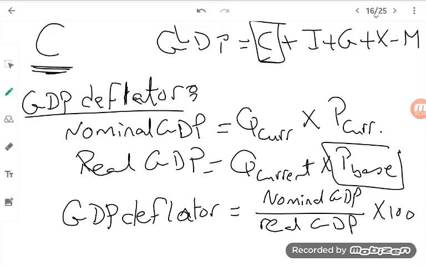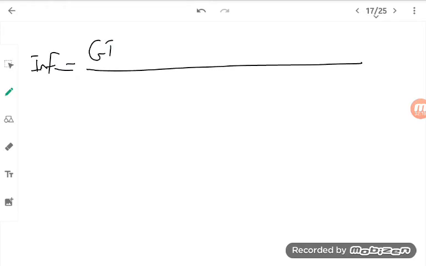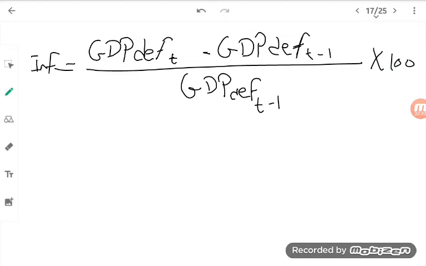After the calculation of the GDP deflator, we are going to calculate inflation. Inflation will be calculated as GDP deflator at time t minus GDP deflator at time t minus 1, divided by GDP deflator at time t minus 1, multiplied by 100.